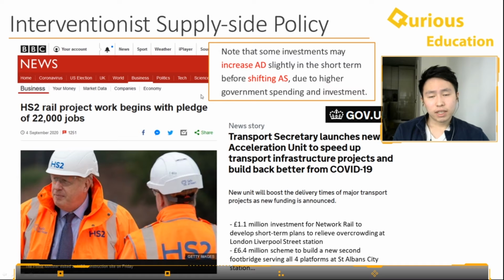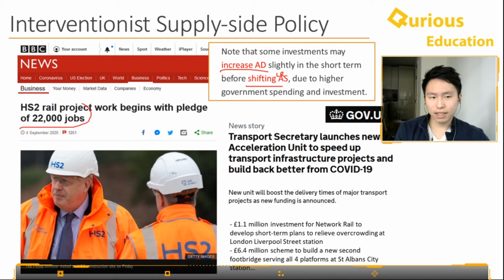So as a result, some of these supply side policies might actually help to increase AD, at least initially, in the short run, because the government is actually spending money in the economy, right? And eventually, after a few years, it would help to increase AS, in particular the LRAS in this case. So just keep that in mind. There might be an impact on both the demand side and the supply side for interventionist supply side policy.